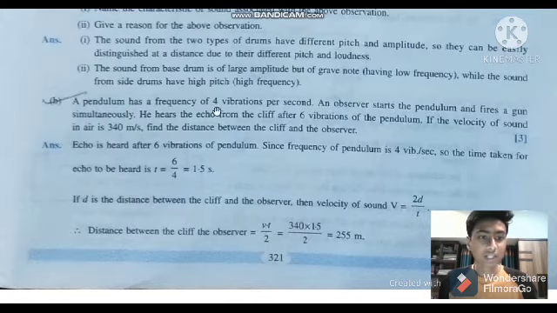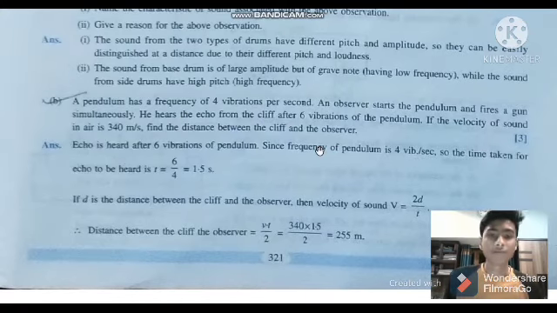Next question is, a pendulum has a frequency of 4 vibrations per second. An observer starts the pendulum and fires the gun simultaneously. He hears the echo from the cliff after 6 vibrations of the pendulum. If the velocity of sound in air is 340 meter per second, find the distance between the cliff and the observer.